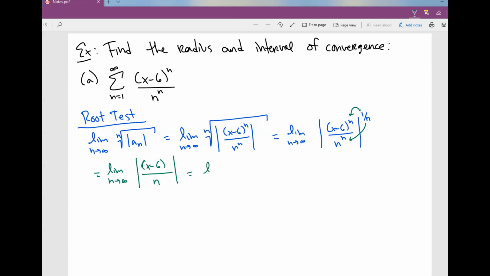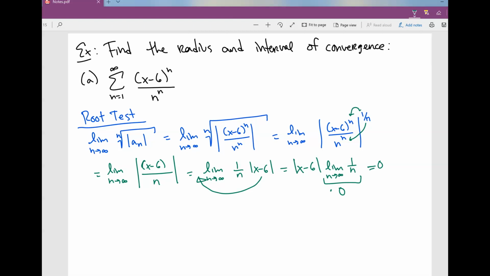Now we have the limit as n goes to infinity. We can pull out the n because the n is always going to be positive. So you have 1 over n, and you're left with the absolute value of x minus 6 staying in the absolute value. I can put this to the front because the limit only concerns the value of n. So you have the absolute value of x minus 6 times the limit as n goes to infinity of 1 over n. This limit is just going to be 0. So when I multiply this absolute value times 0, you get 0.